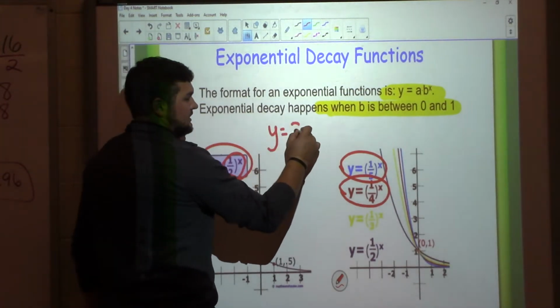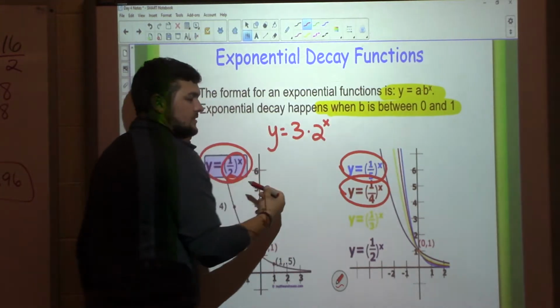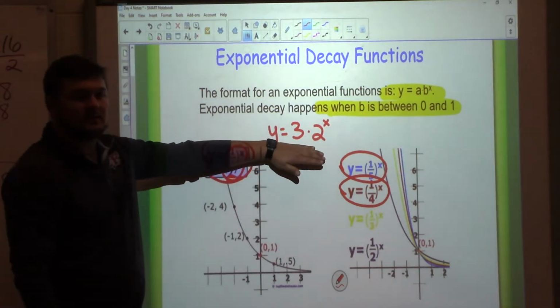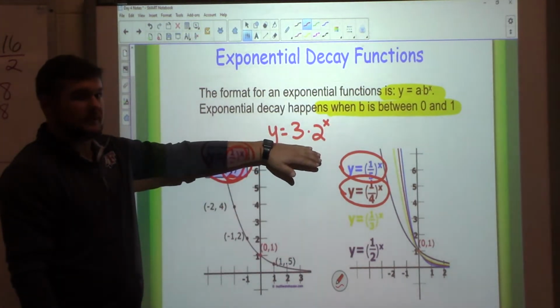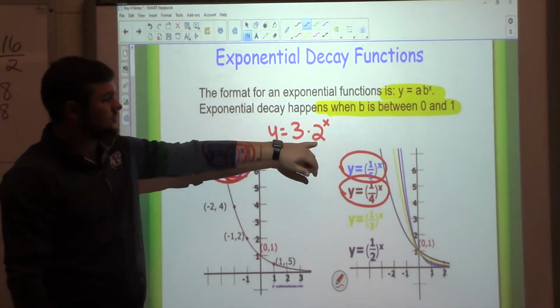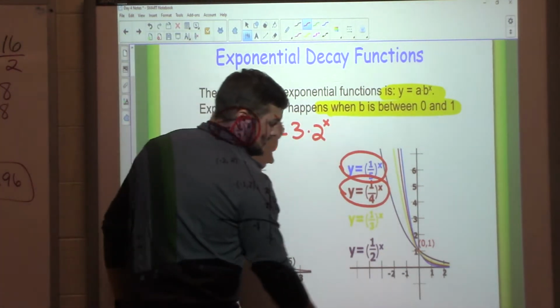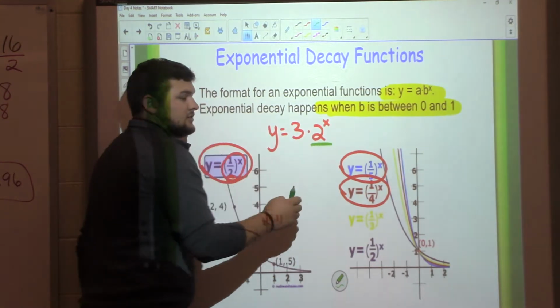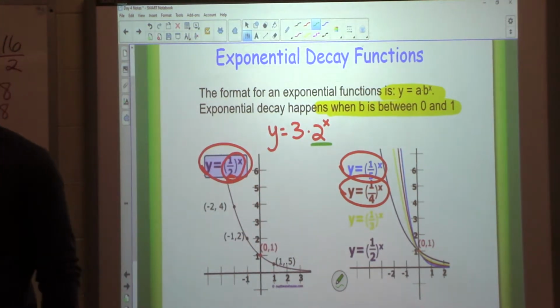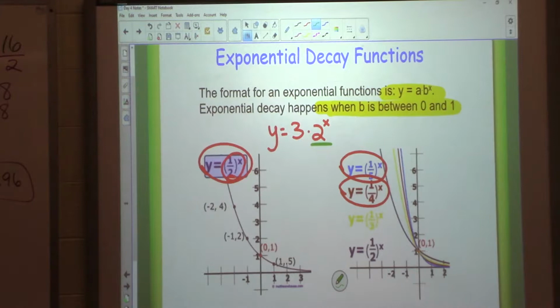What if we looked at one of those original ones? y equals 3 times 2 to the x. What's my b value here? 6. Not 6. 2, right? It's the part that has our variable. That's my b value. So would that be growth or decay? Growth. That's kind of the really important thing we need to know, guys.